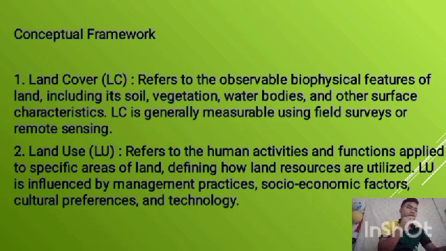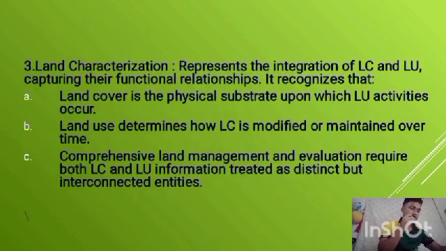So, the conceptual frameworks of land characterization. Number 1, land cover. It refers to the observable biophysical feature of land, including its soil, vegetation, water bodies, and other surface characteristics. LC or land cover is generally measurable using field surveys or remote sensing. Number 2, land use or LU refers to the human activities and function applied to a specific area of land, defining how land resources are utilized. LU is influenced by management practices, socioeconomic factors, cultural preferences, and technology.